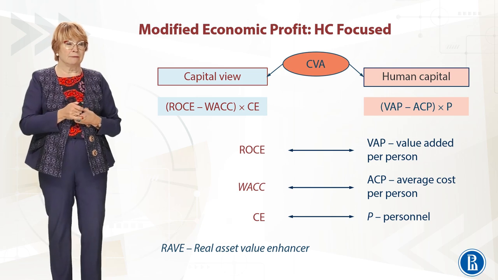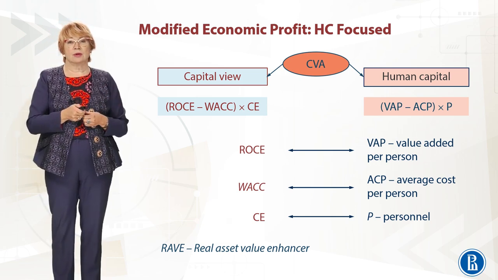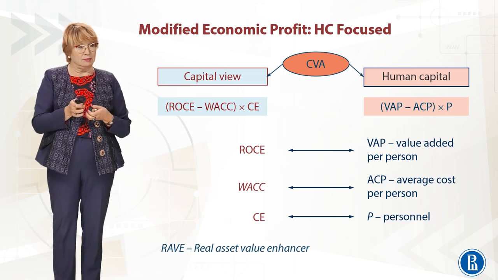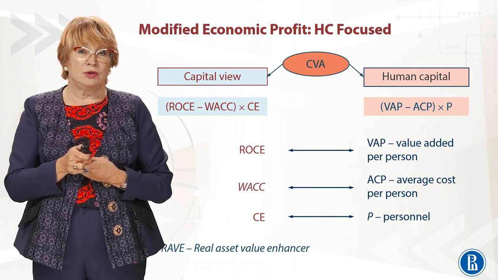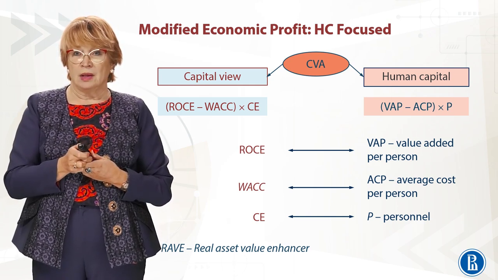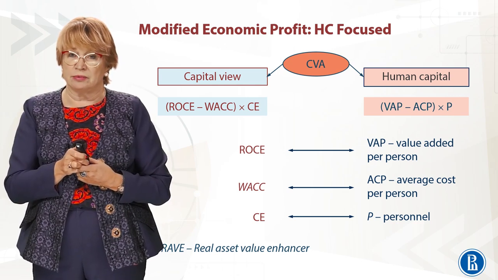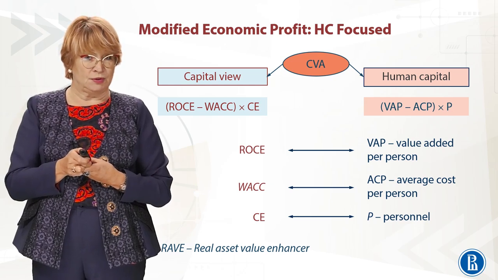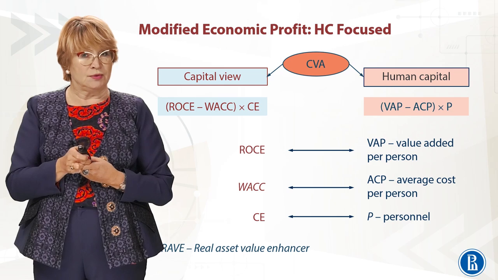On the left side of that slide, you see the traditional approach. On the right side, we see an attempt, a representation of economic profit, which is focused on the personnel costs. So we also have a type of spread here, but it's now represented by value added per person compared to the average cost per person.